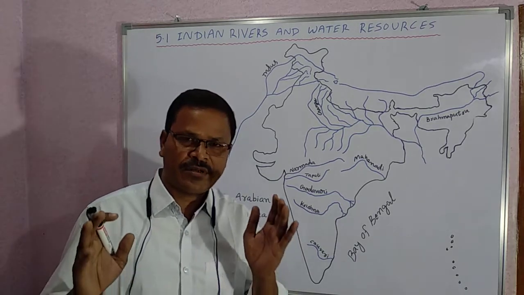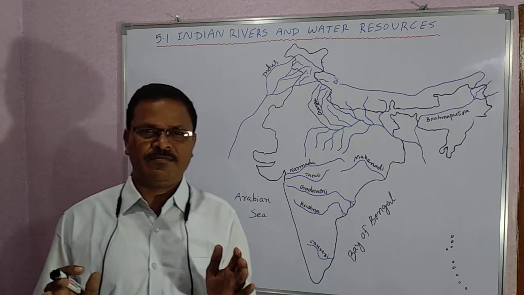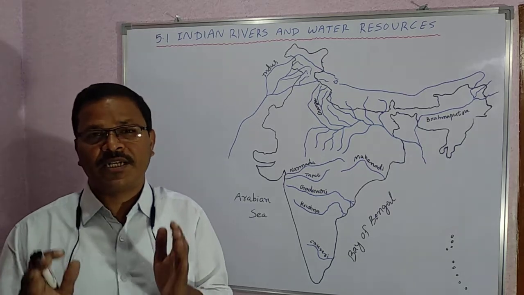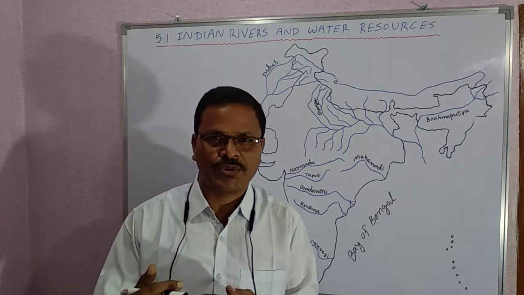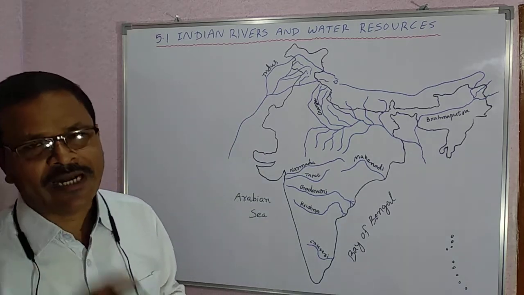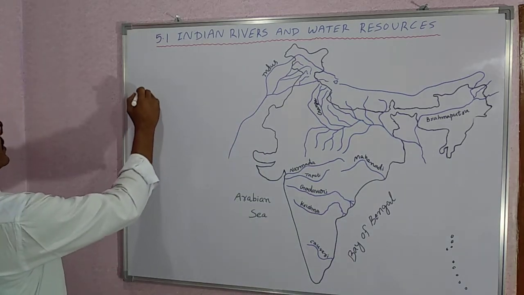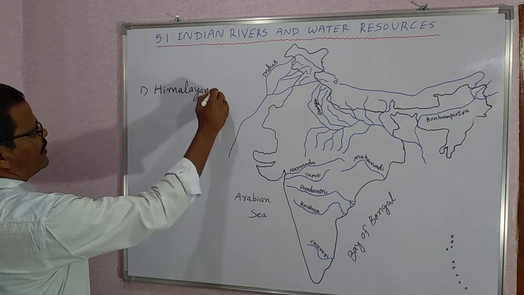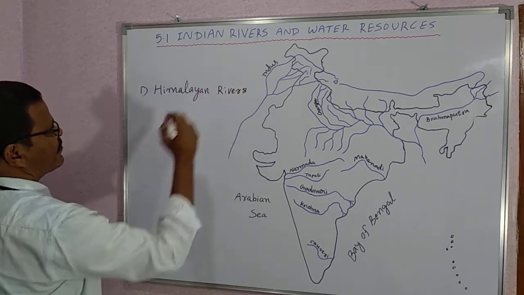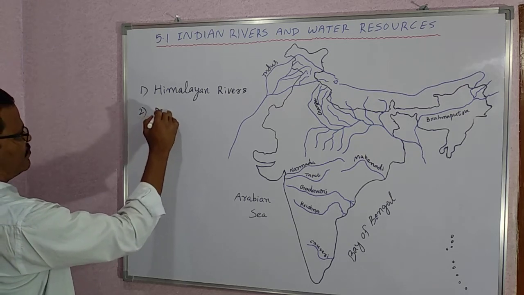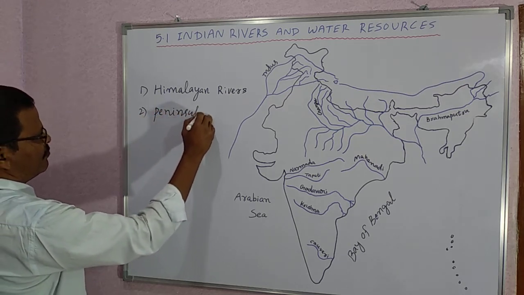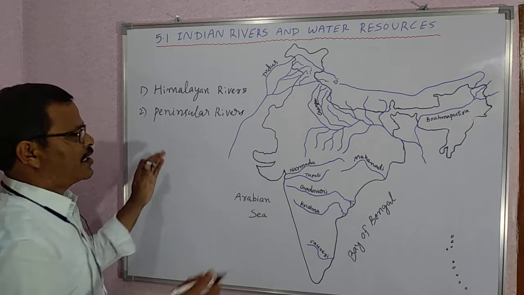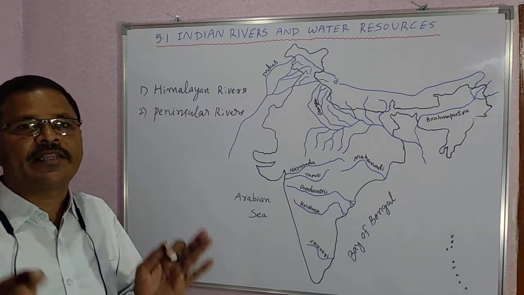On the basis of its origin, the drainage of India can be broadly divided into two categories. What are those two categories? The first one is Himalayan rivers. The second one is Peninsular rivers. These are the two broad categories based on their origin.